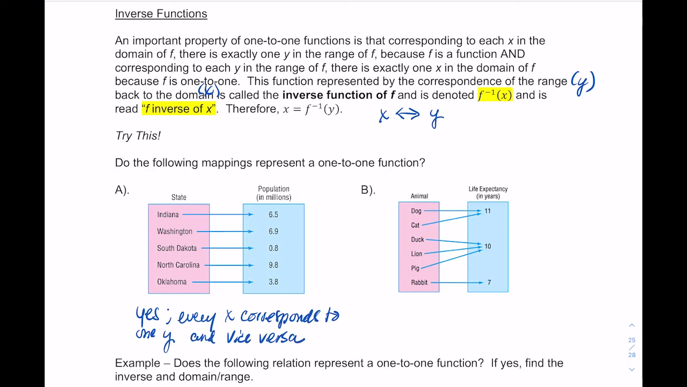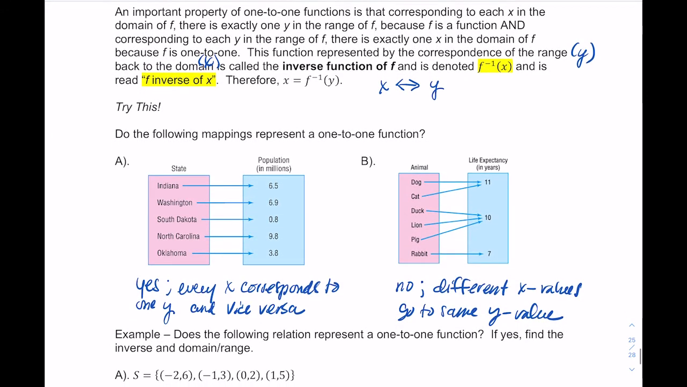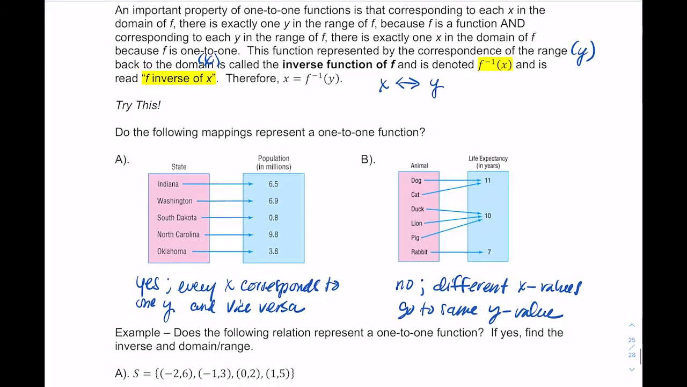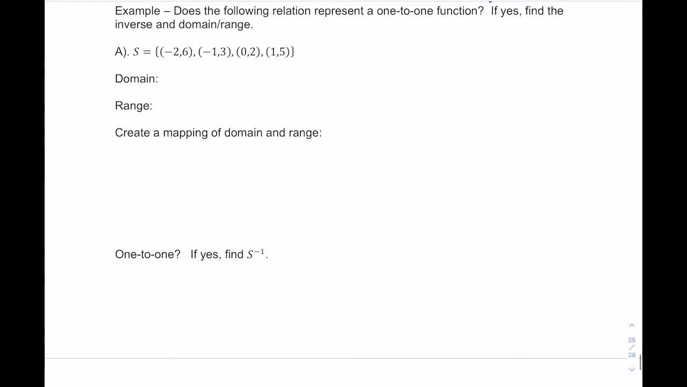However, in B, if you look at dog and cat, both of those x's go to the same y. So no, that's not one-to-one. Different x values go to the same y value. So as I said, if it's a one-to-one function, it will have an inverse. Okay, so let's look at how to find the inverses.